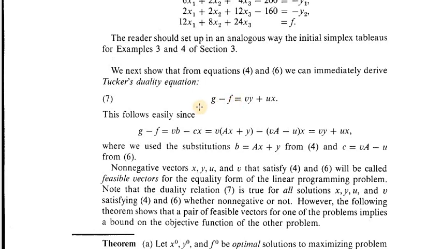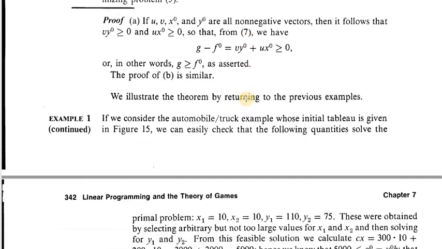So how do those work together? Well, if I have g minus f equals vy plus ux, and all of these variables, the v, the y, the u, and the x, are positive, this number on the right-hand side must be a positive number. In other words, g must be bigger than f. So any g, which is a solution, must be bigger than any f, which is a solution. That means that any g must be bigger than the biggest f, and any f must be smaller than the smallest g. Okay? So those two work together, and that's basically how the theorem works.